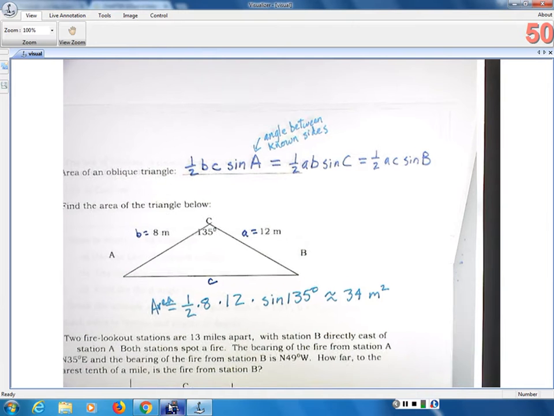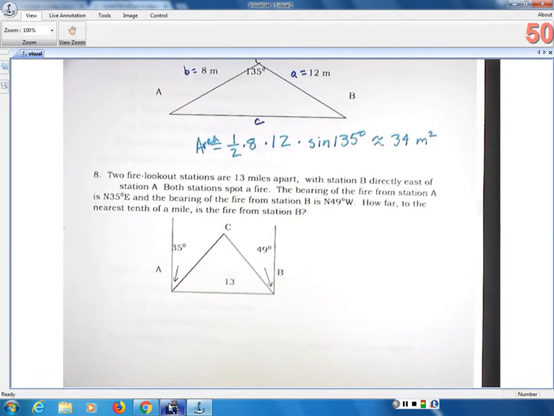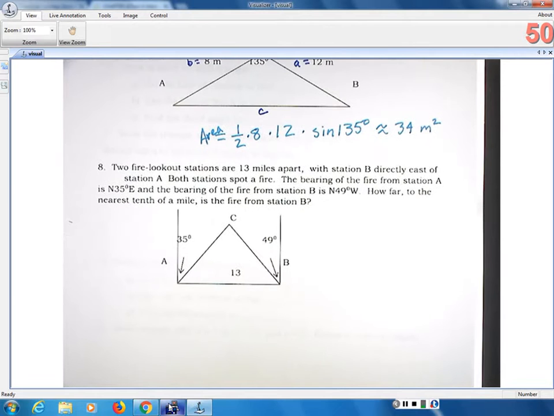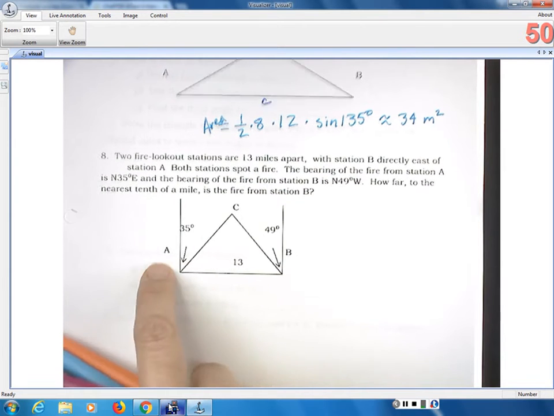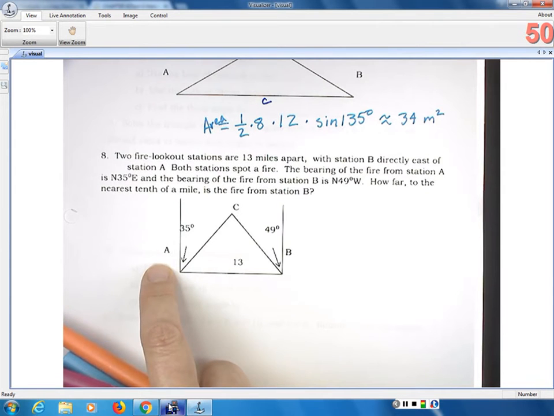All right. And then here's a word problem. We have 2 fire lookout stations. They're 13 miles apart, with Station B directly east of Station A. Both stations spot a fire.